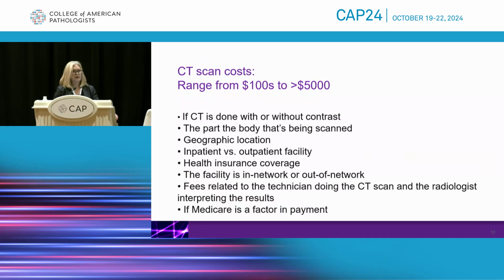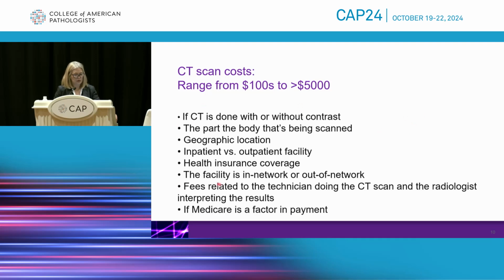Costs are going to range drastically or widely, depending on a number of factors. First is the patient factor, what's being done. Is it just one single body part, or is it a scan of chest and pelvis? And also, is the patient going to get contrast? So that's going to be factored in.